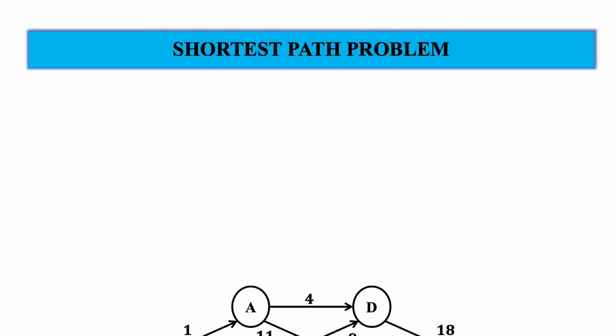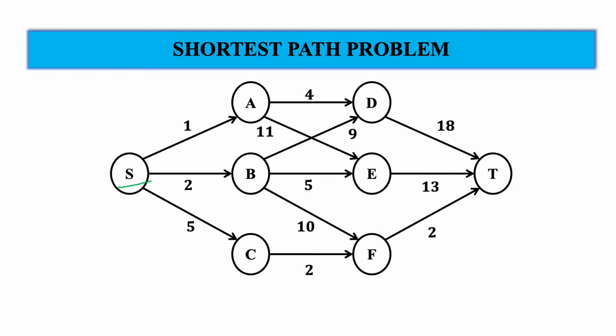So we have this network S to T. We have to find out the minimum path again from S to T. So if we apply greedy method, then from S to T, first we are having three nodes, A, B, C. Which one is minimum? We are having three values, 1, 2, 5. So which one is giving the minimum distance or minimum path? This one, S to A, if we apply greedy method.